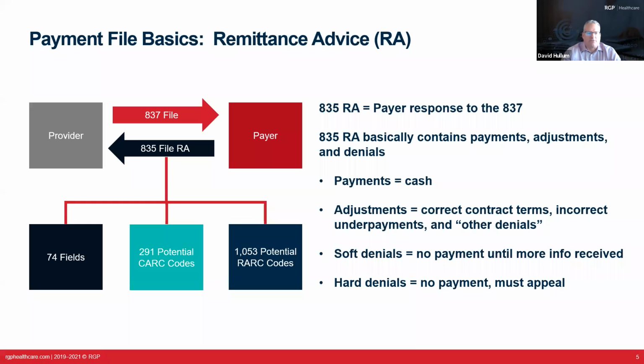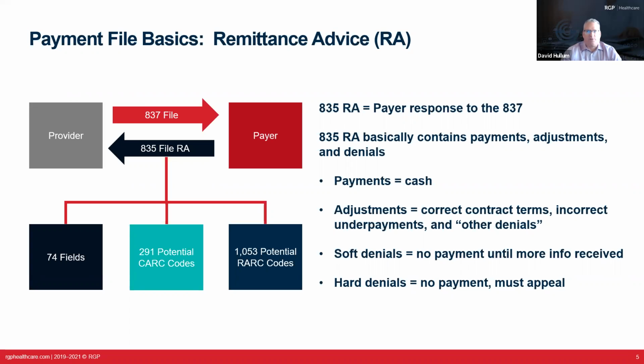An 835 remittance advice file contains 74 fields. Every remittance advice that you get is going to contain 74 fields. Doesn't mean there's going to be something in it, but there are going to be 74 fields. Right now, there are 291 potential CARC codes. And then within the CARC codes, there's another 1,053 potential RAR codes.